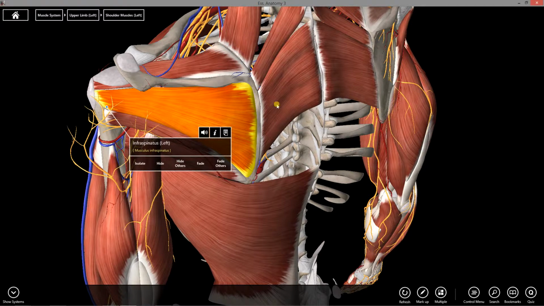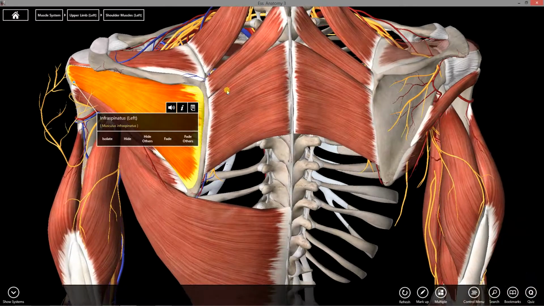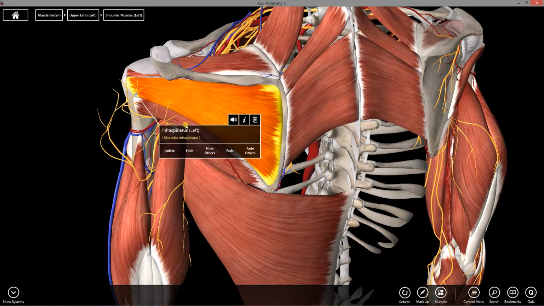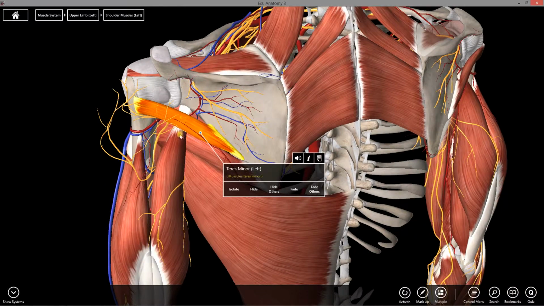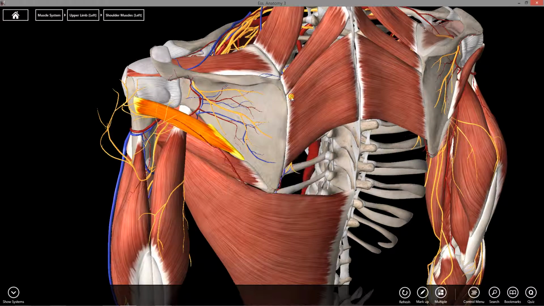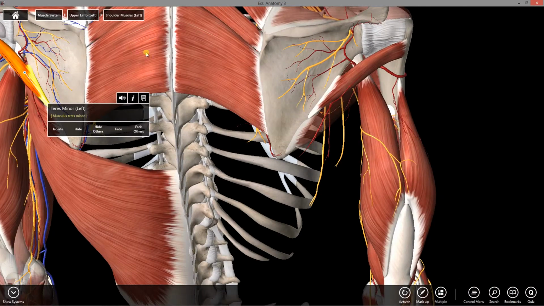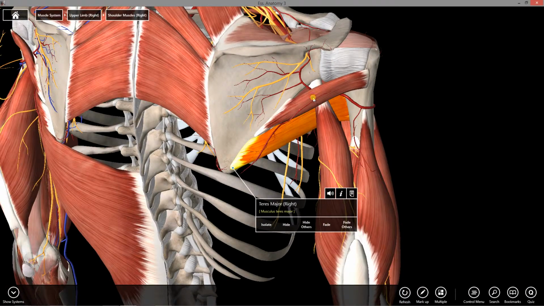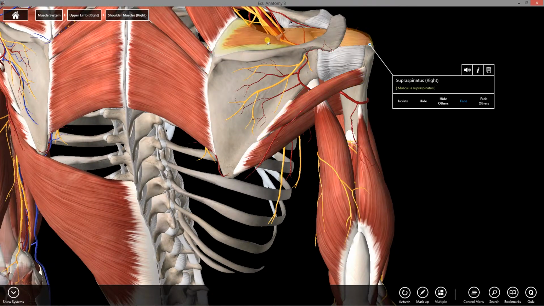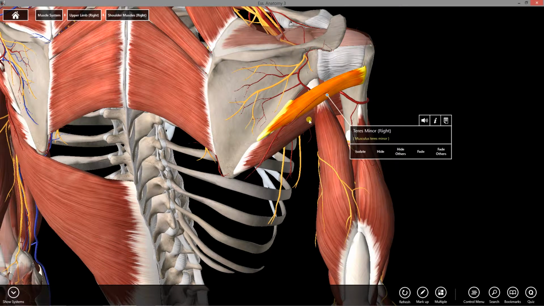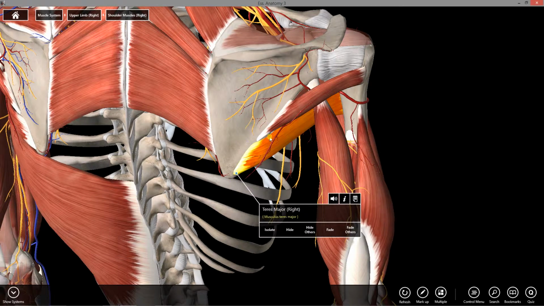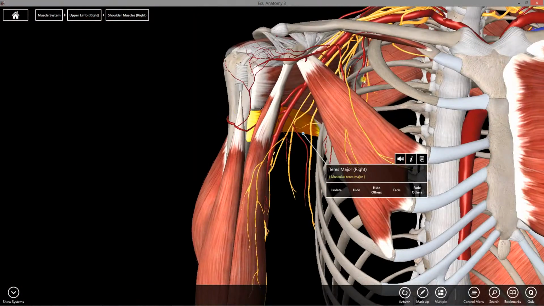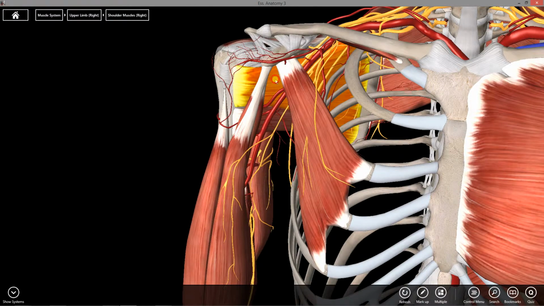Okay, so teres minor and teres major. I'm just going to get rid of the infraspinatus so we can better see them. And I don't have teres major over here, so I'm just going to come back to the right side instead and unfade this. There we go. So just going with the acronym again, SITS, we have the supraspinatus, the infraspinatus, which is not here because it's been removed, teres minor, and then teres major, and then the S is the subscapularis, which is on the anterior portion of the scapula, which I've highlighted here.